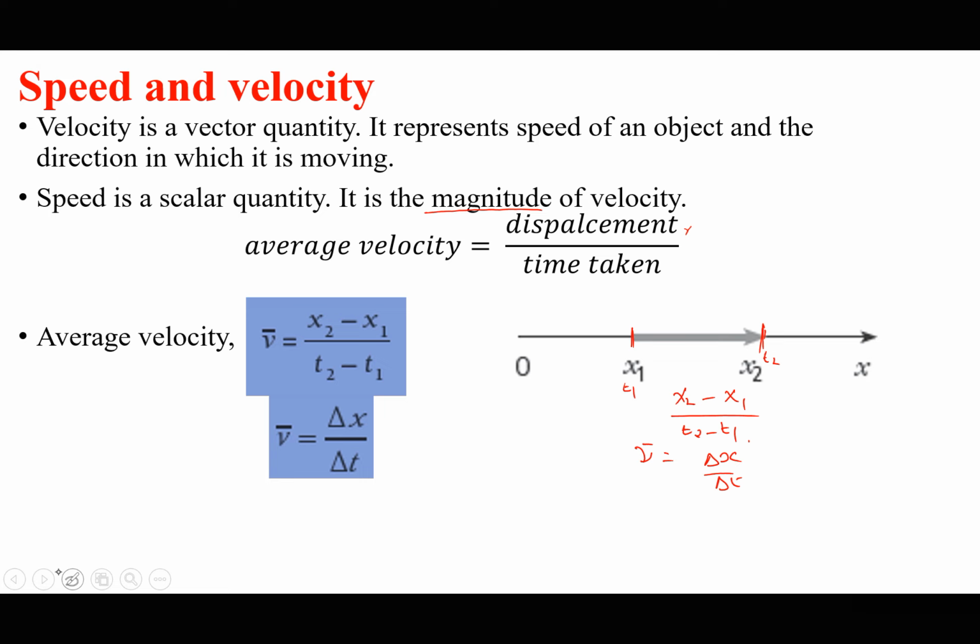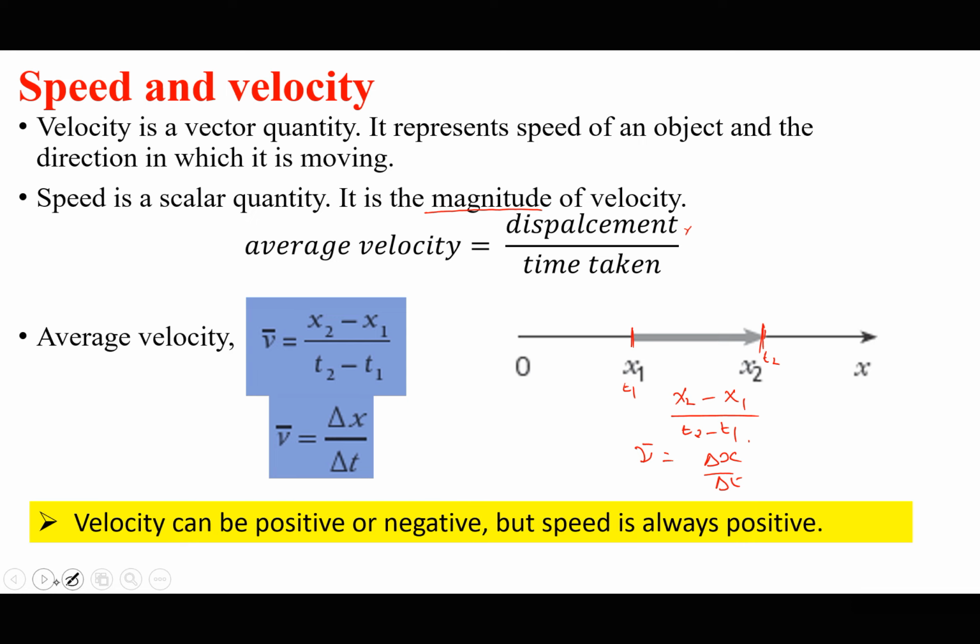We don't mind about the length of the path. We are just interested in the direction because we want the straight line distance from the starting point to the final point. So velocity will either be negative or positive depending on the direction, because velocity is a vector quantity.